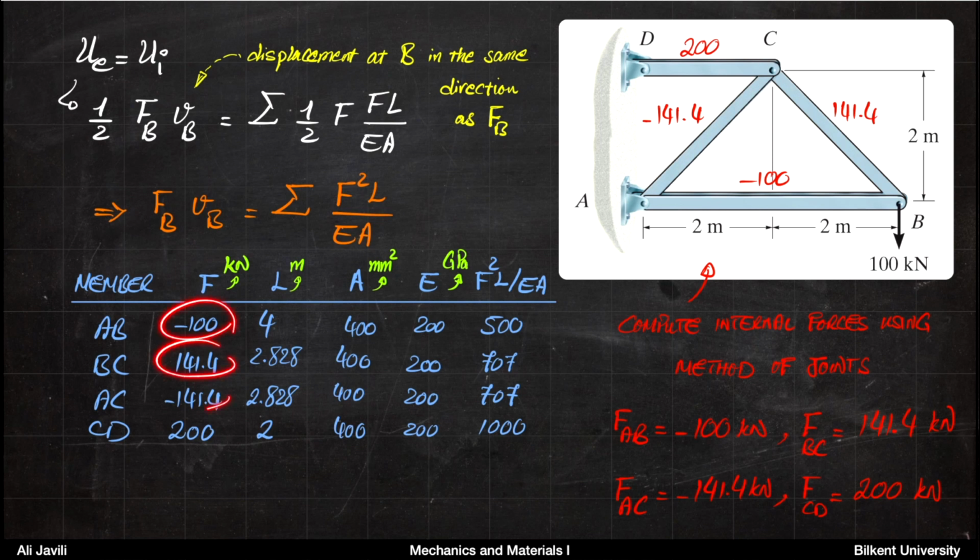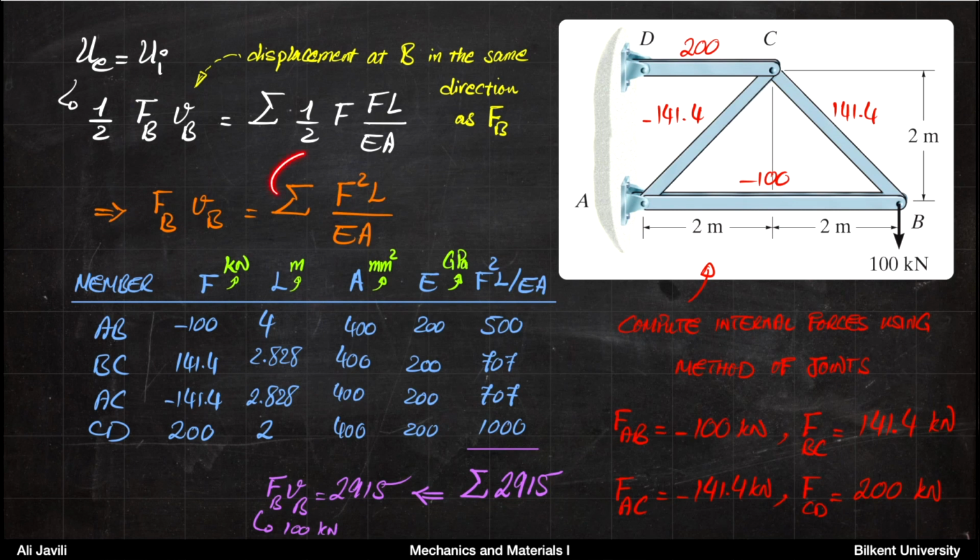And the forces are as we have calculated them. So eventually, you would calculate what you have as internal energies for each member. And if you add them up, you would have 2,915. And this 2,915 is equal F_B times V_B. F_B itself is 100 kilonewton, which tells you V_B, the change of height or deflection at point B, must be 29.15 millimeters.